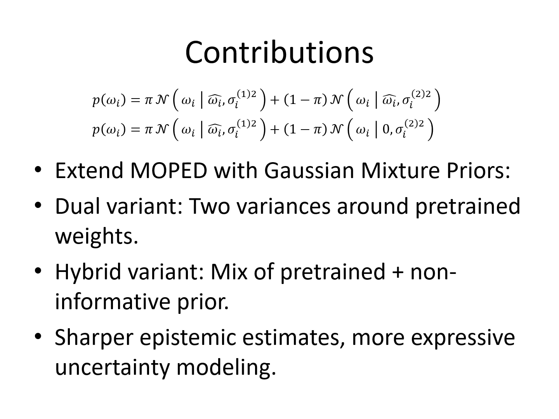In this work, I extend MOPED by introducing Gaussian mixture priors. The dual variant equation at the top here uses two different variances around pre-trained weights. This allows for flexible learning, while the hybrid variant combines a pre-trained component with a component that acts as a regularizer, which is significant in small data settings, something we do see often in the medical imaging domain. This provides more flexibility, sharper uncertainty estimates, and better representation of ambiguity.